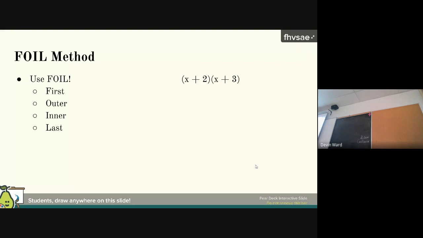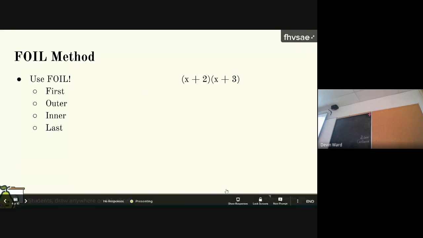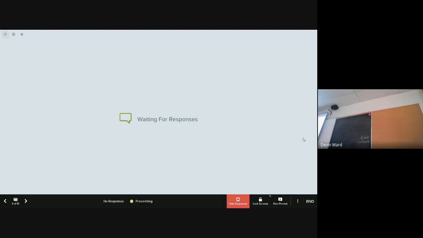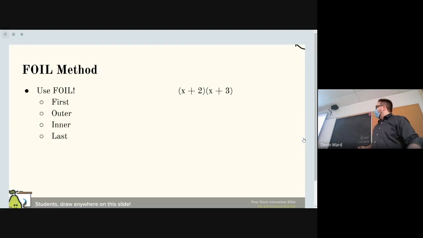All right? Everyone say it. First, outer, inner, last. All together now. First, outer, inner, last. FOIL. It's going to help you with multiplying these binomials. So yes, it has FOIL written there for you. Just write down first, outer, inner, last for the acronym.